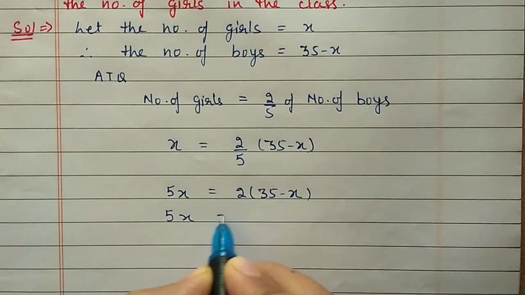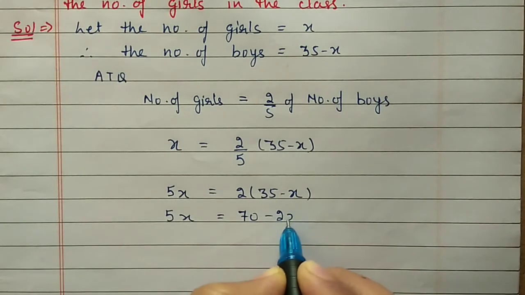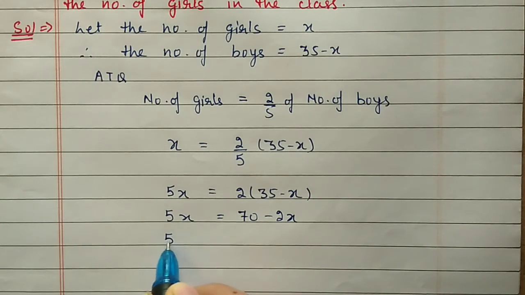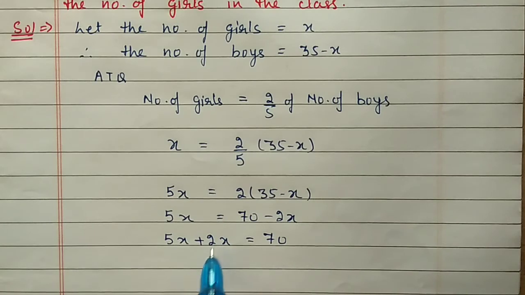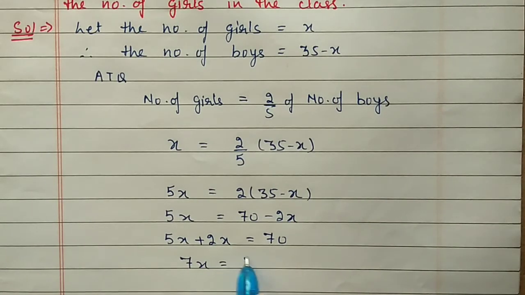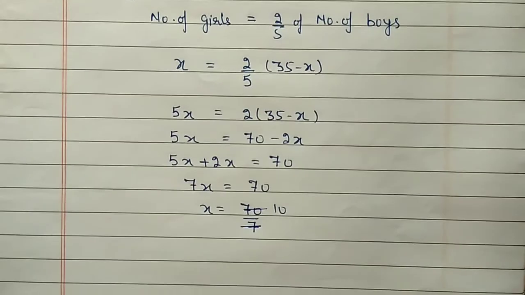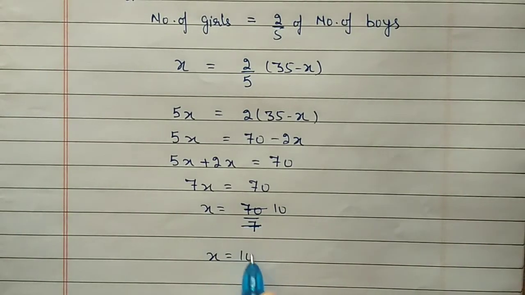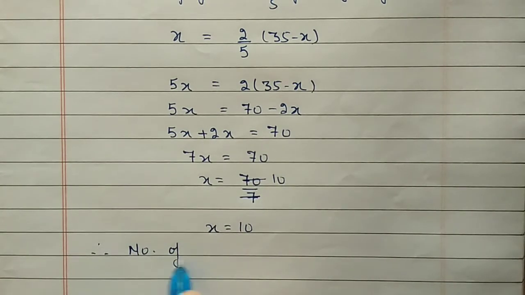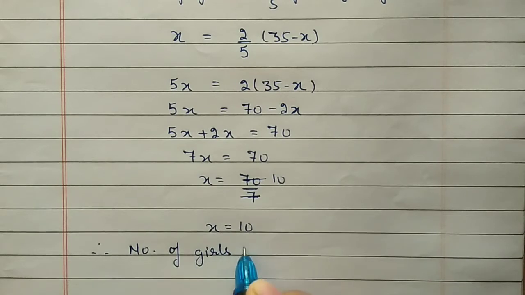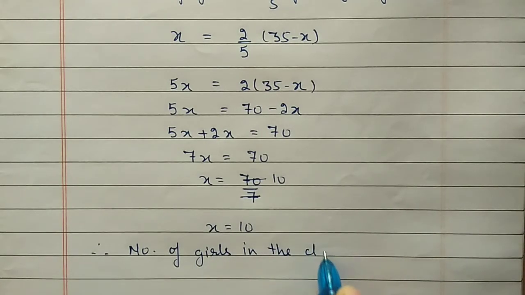5x is equal to 70 minus 2x. This 2x also we can shift to this side. It will come for addition, equal to 70. 5 plus 2, 7x is equal to 70. So x is equal to 70 by 7, equal to 10. Therefore, the number of girls in the class is 10.